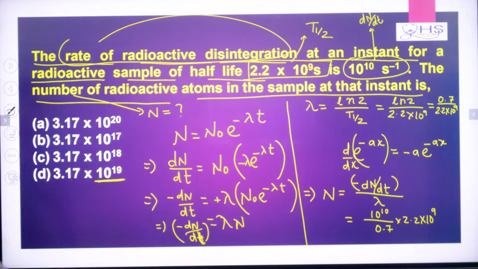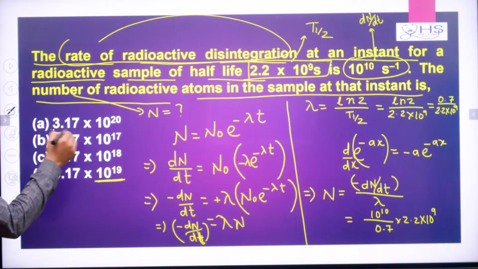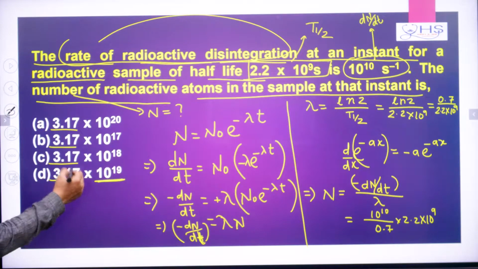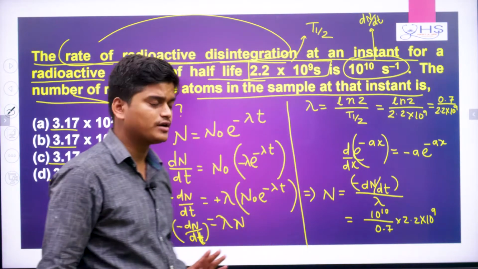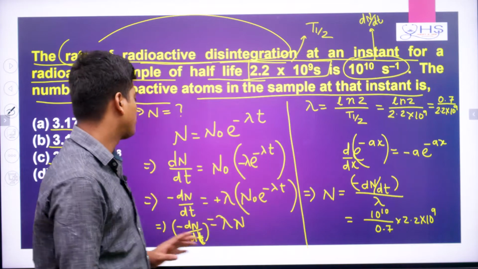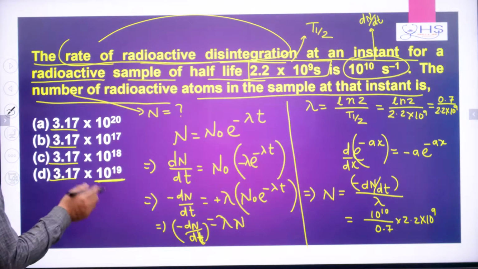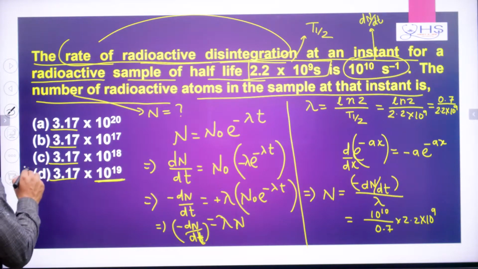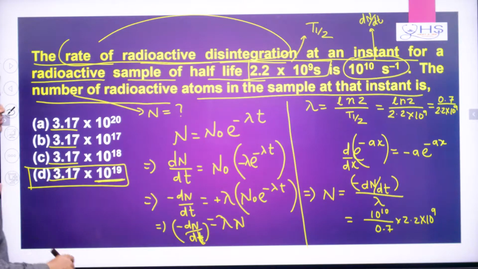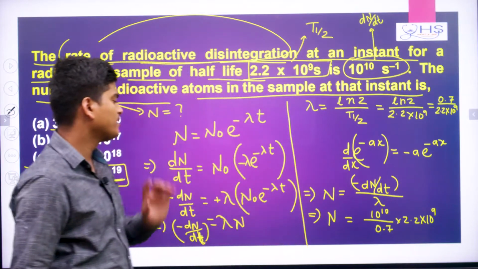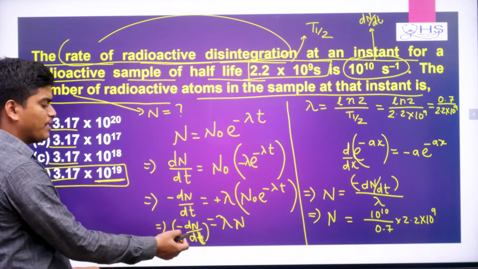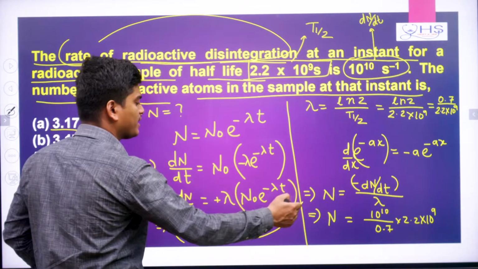So by order itself you can tell the answer, because here you see 3.17, 3.17, 3.17. You don't need to calculate 2.2 by 0.7, you can directly tell it will come around 3.17. So the answer you can write is D, 3.17 into 10 to the power 19. Simple thing: the disintegration is given and the number is asked. If you remember this value, you can calculate directly.